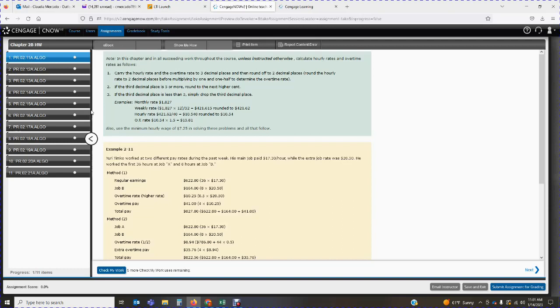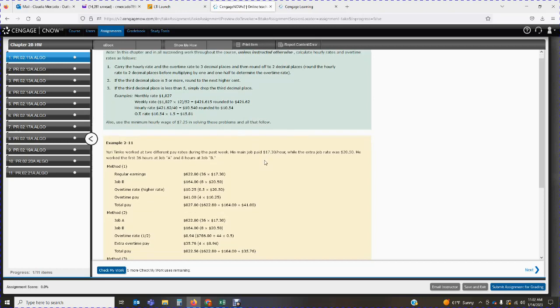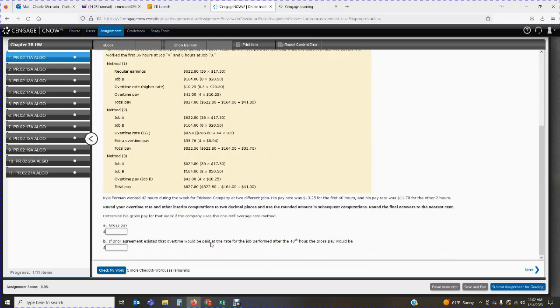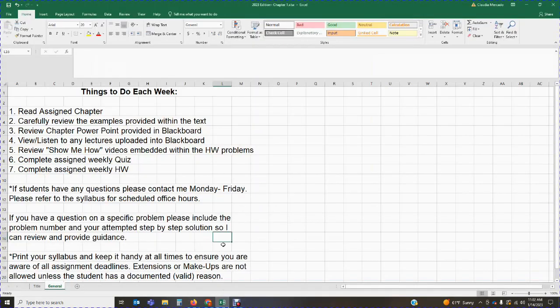So I recommend, advise that students take the time to do their homework. This is where you're going to get the practice. This is where you're going to be able to apply different scenarios and practice your calculations. So that was just a little reminder.